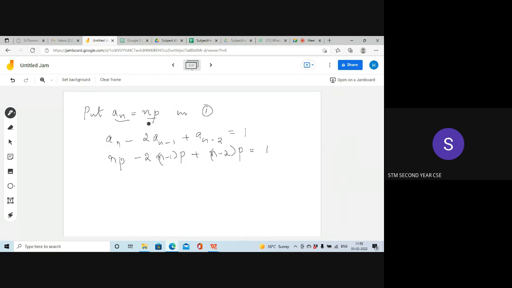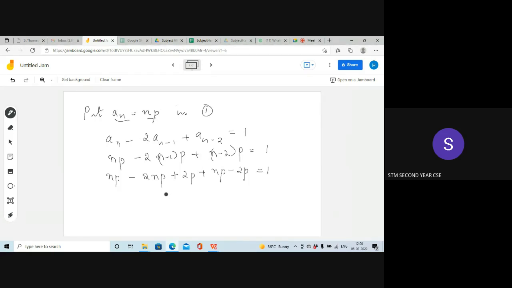Initially in the equation, we had put p for all a_n terms. Next, when a_n is equal to np, you write the suffix term here and then multiply by p. That is, np minus 2(n minus 1)p plus (n minus 2)p is equal to 1. Now, when you solve this, what will you get? Open the brackets. np minus 2(n minus 1) into p gives 2np plus 2 into 1 into p, so you get 2p plus np minus 2p is equal to 1.